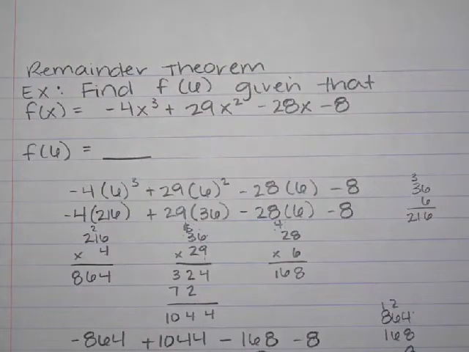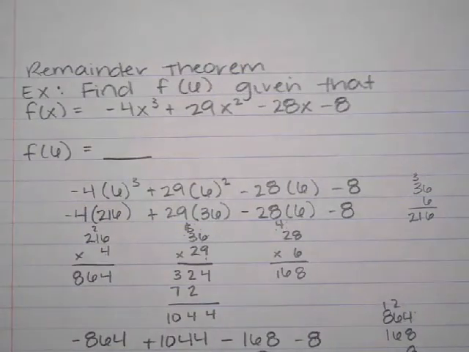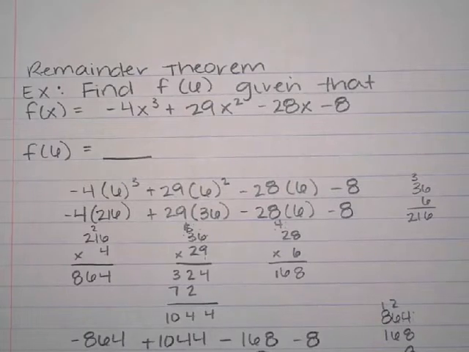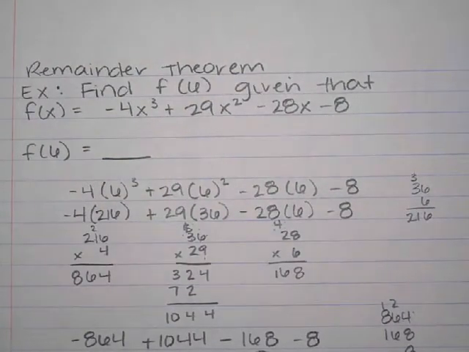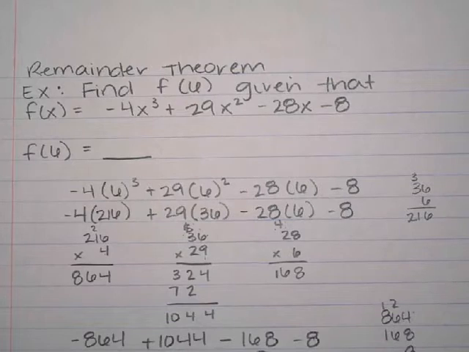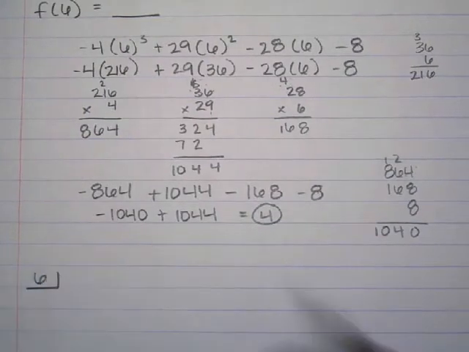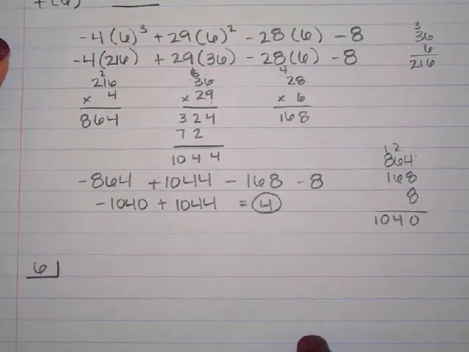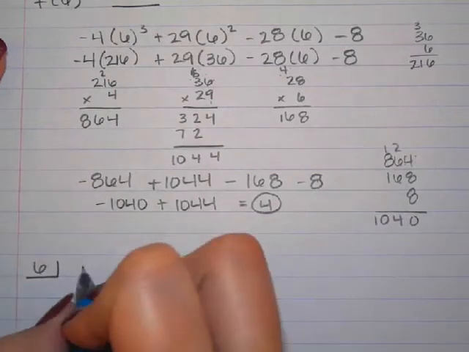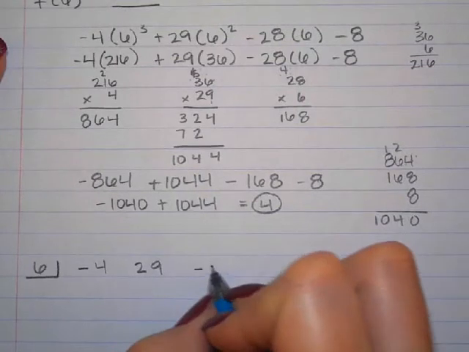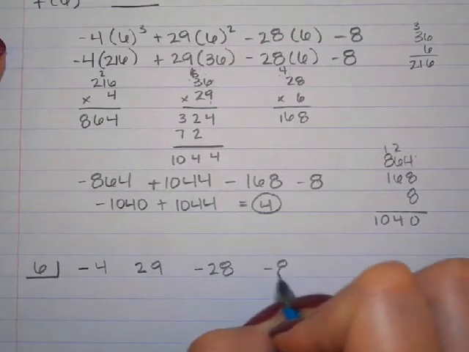All right. So, I'm assuming this is not our favorite problem. Okay. This is the reason we learn the remainder theorem. Are you ready? So here's what I want from you. We're going to write 6 in the box. And then we're going to take the problem. We're going to do synthetic division with it. -4, 29, -28, -8.